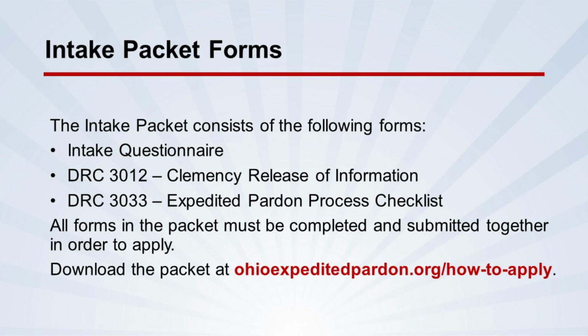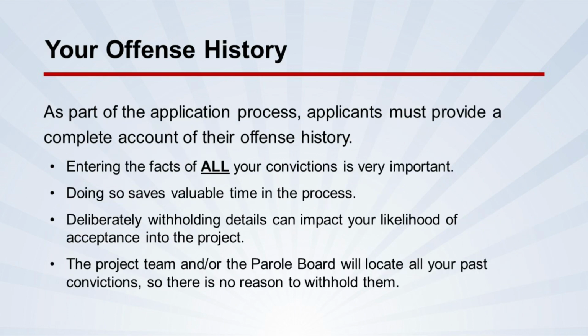If you believe you meet the eligibility criteria and are interested in proceeding with the application, the first step is to download, print, and complete the intake packet. The intake packet consists of the following forms: intake questionnaire, DRC 3012 Clemency Release of Information, and the DRC 3033 Expedited Pardon Process Checklist. All forms in the packet must be completed and submitted together by mail in order to apply for the Expedited Pardon Project. Download the packet at ohioexpeditedpardon.org/how-to-apply.